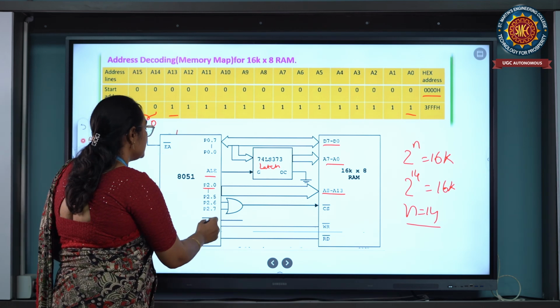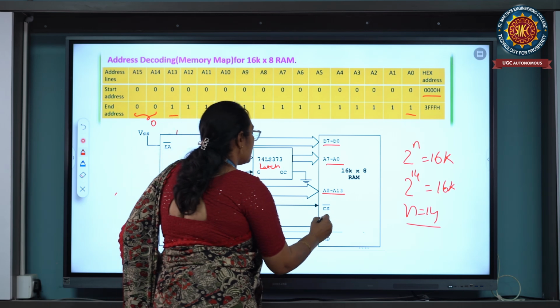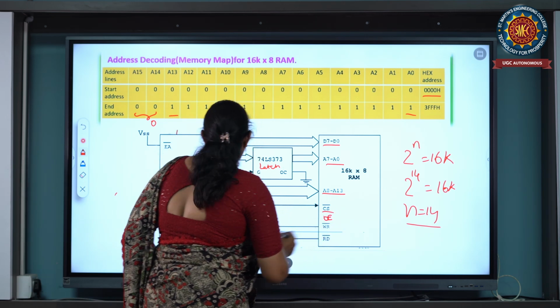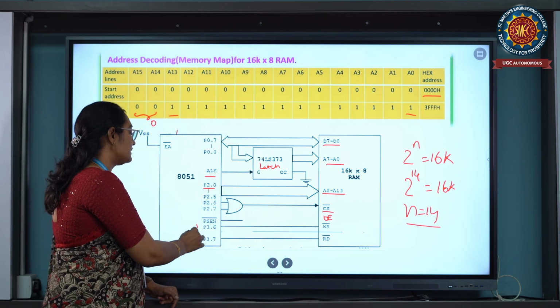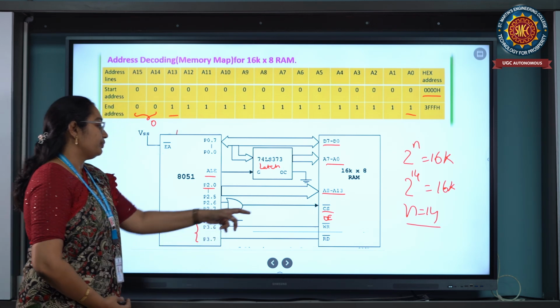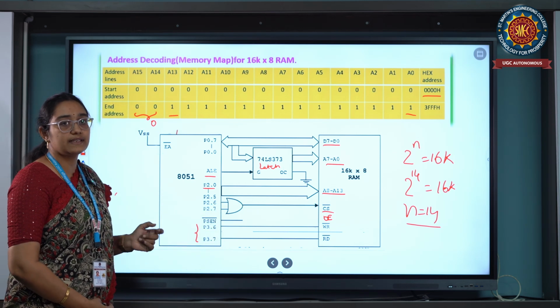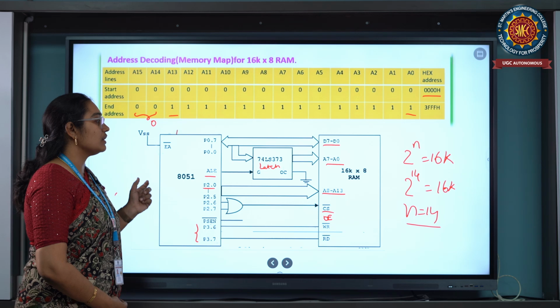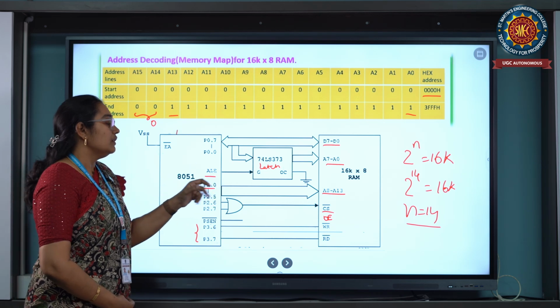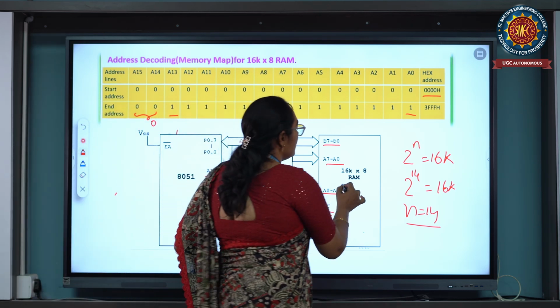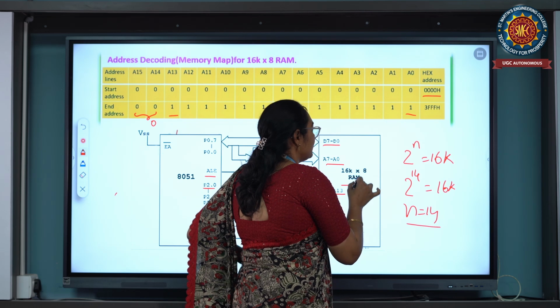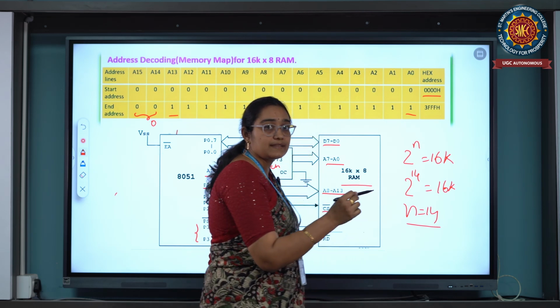Okay, next PSEN bar is connected to OE bar, and the remaining port 3 bits are connected to the read and write bar control signals of the 8051 microcontroller. Then we will achieve the 16 kilobytes of random access memory.